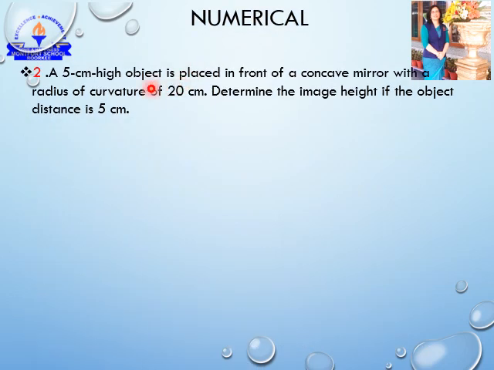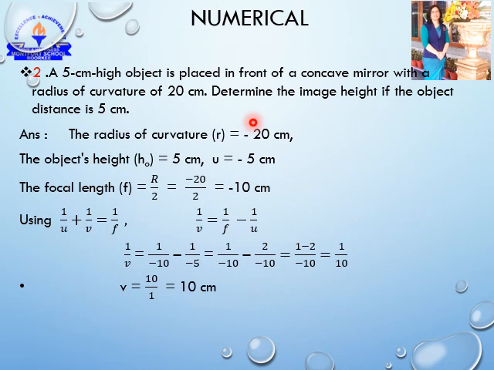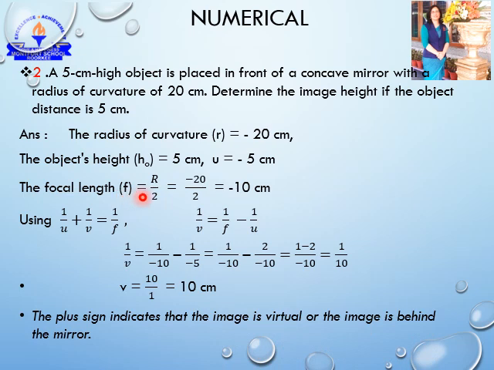The second numerical is: a 5 centimeter high object is placed in front of a concave mirror with a radius of curvature of 20 centimeter. Determine the image height if the object distance is 5 centimeter. Let us start with the answer now. Given to you is the height of the object, which is equal to 5 centimeter, and the radius of curvature is given as 20 centimeter. To find the focal length, we all know that focal length is equal to half of the radius of curvature, that means r by 2. So the value of f comes out to be minus 20 divided by 2, which is equal to minus 10.